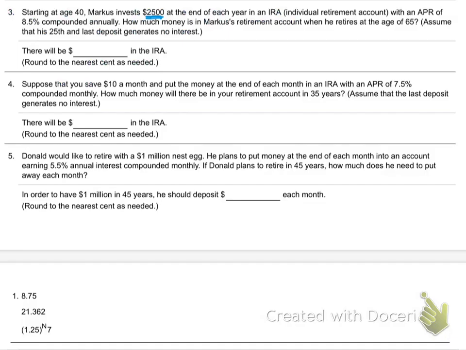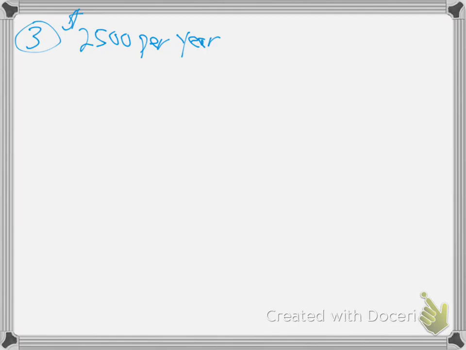So I'll just make it simple. You don't need to write all those crazy words. He's putting 2,500 per year. That's all we need. He starts at age 40 and goes till 65. So how many years is that? 25 years. That's all we care about. He does it for 25 years, from age 40 to age 65. So he puts away 2,500 per year for 25 years.